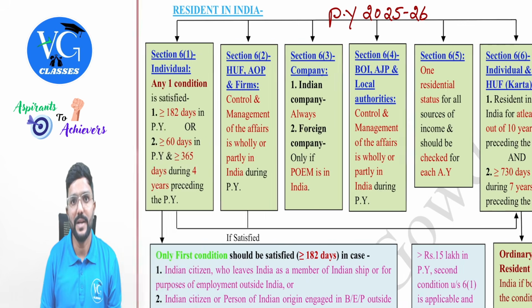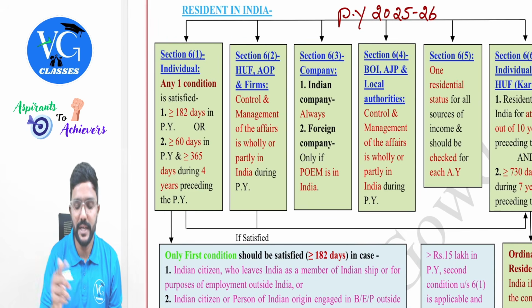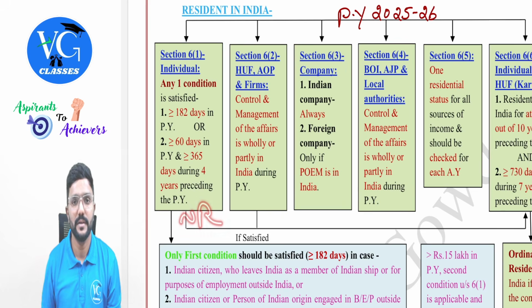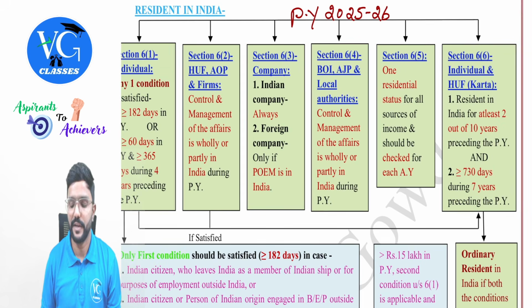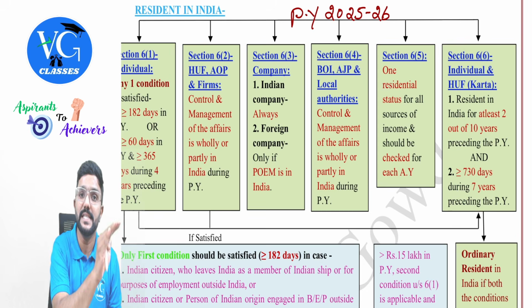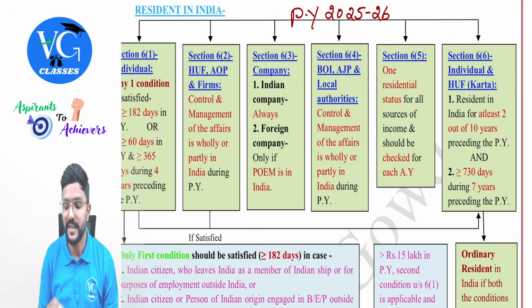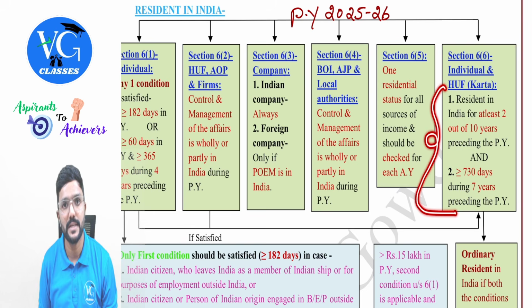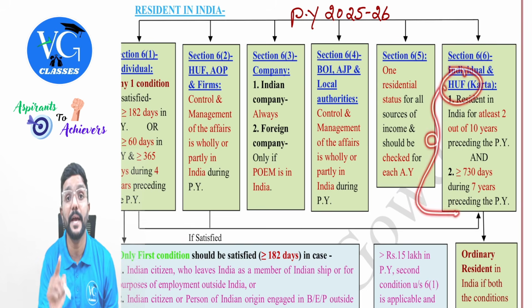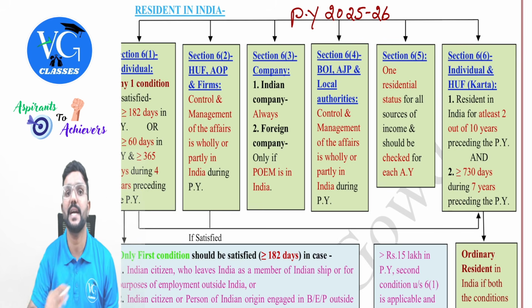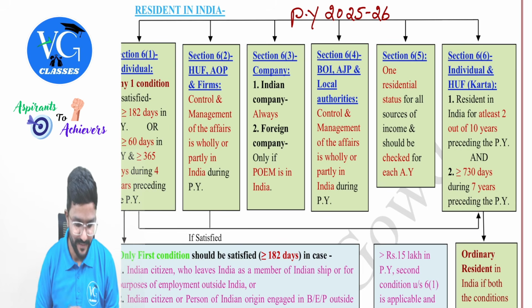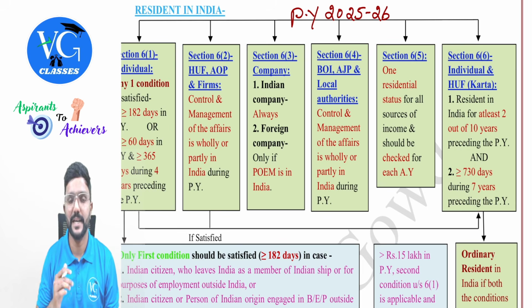But now assume a Karta in his individual capacity has become non-resident. But for HUF, can we check these additional conditions? Yes. Even though the Karta is a non-resident in his individual capacity, if he satisfies both these conditions, then the HUF can become ordinary resident, guys. Hope you got it. Clear? Yes. Fine. Let us move forward.